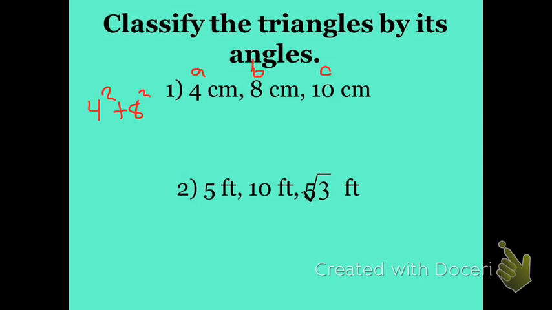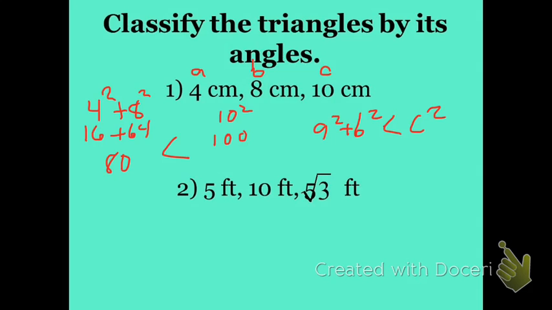Then you take A squared and B squared, add them together, so you get 16 plus 64, and that'll be 80. And then you compare it to the c squared. So 10 squared is 100. So we have that a squared plus b squared is less than c squared. So this triangle is obtuse.